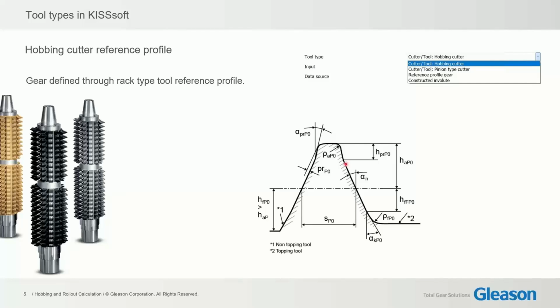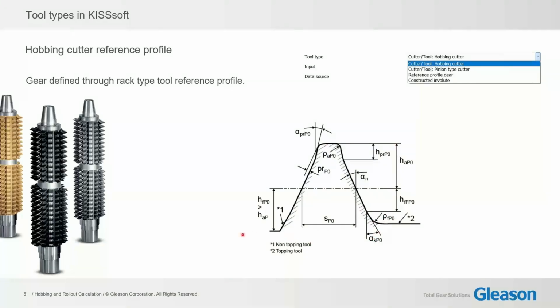Now to the hobbing cutter definition. So in this case, the gear is defined through the rack type tool, and the reference profile of the tool is something that we enter in the user interface. So it has a protuberance part, it has, of course, the height, and it also has the chamfer flank part.